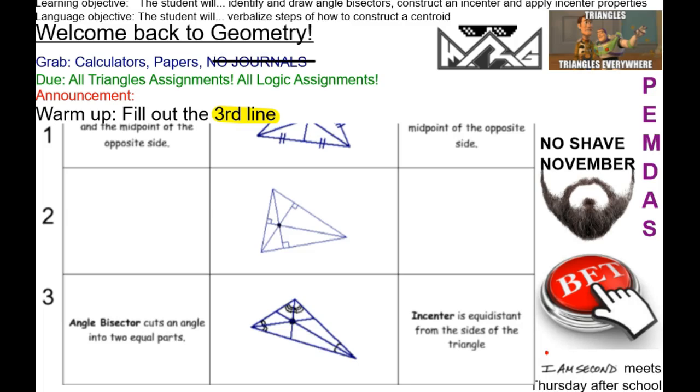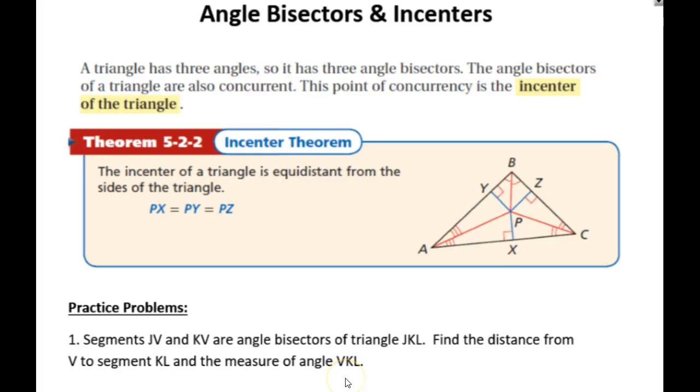So you should have already copied down the third line. I know it's kind of weird. We skipped the second one, the third section on the fill-in notes. You want to fill that in. If you didn't get this yesterday, you can get it out of the blue bin under the date 11/28, and you can start filling that in. I'm also going to have copies of keys of that on the walls if you get behind. But let's take a look at the notes for angle bisectors and incenters.